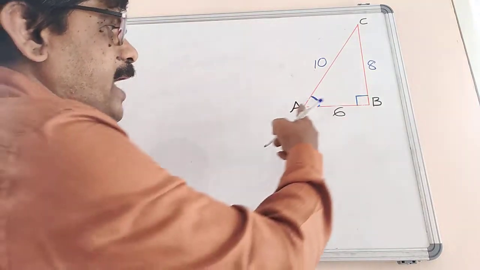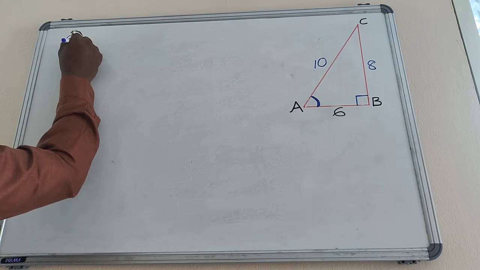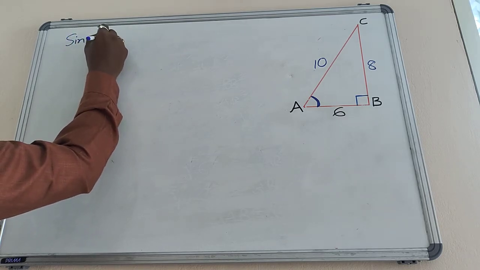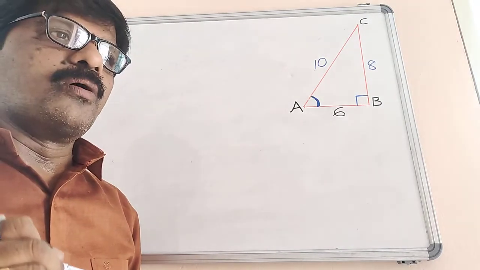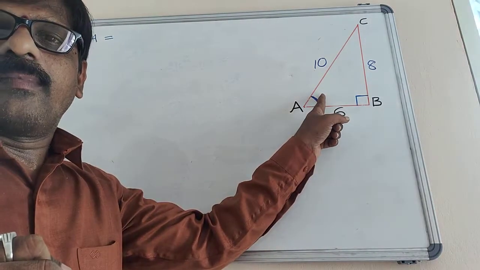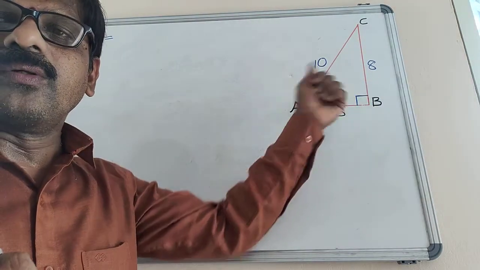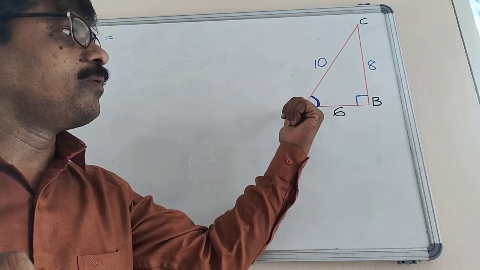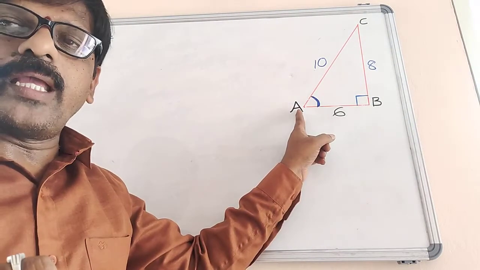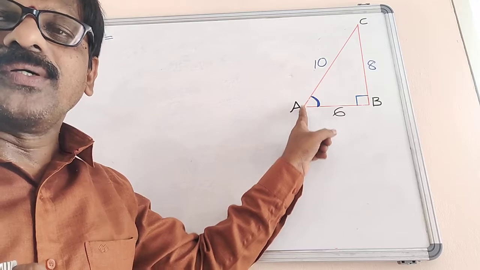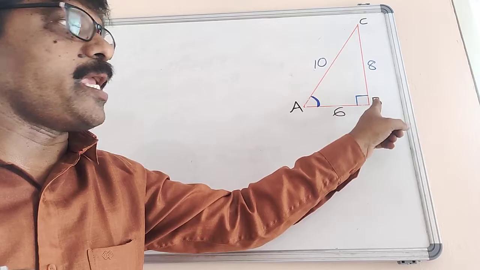We can take sin A. Sin A means, sin ante em cheppam manam, A is an acute angle. Clear? Now sin means opposite side to A. A ni manam ikkada indicate cheskunnam kabatti sin A means opposite side to A. A ki opposite side entandi? BC. Clear?